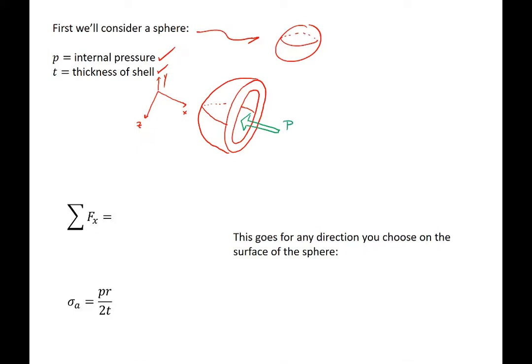I'll say capital P, and that's going to be the force exerted by the internal pressure. And that force is going to be pi r squared times that internal pressure, that little p. So the internal radius of this thing is r, little r. All right.